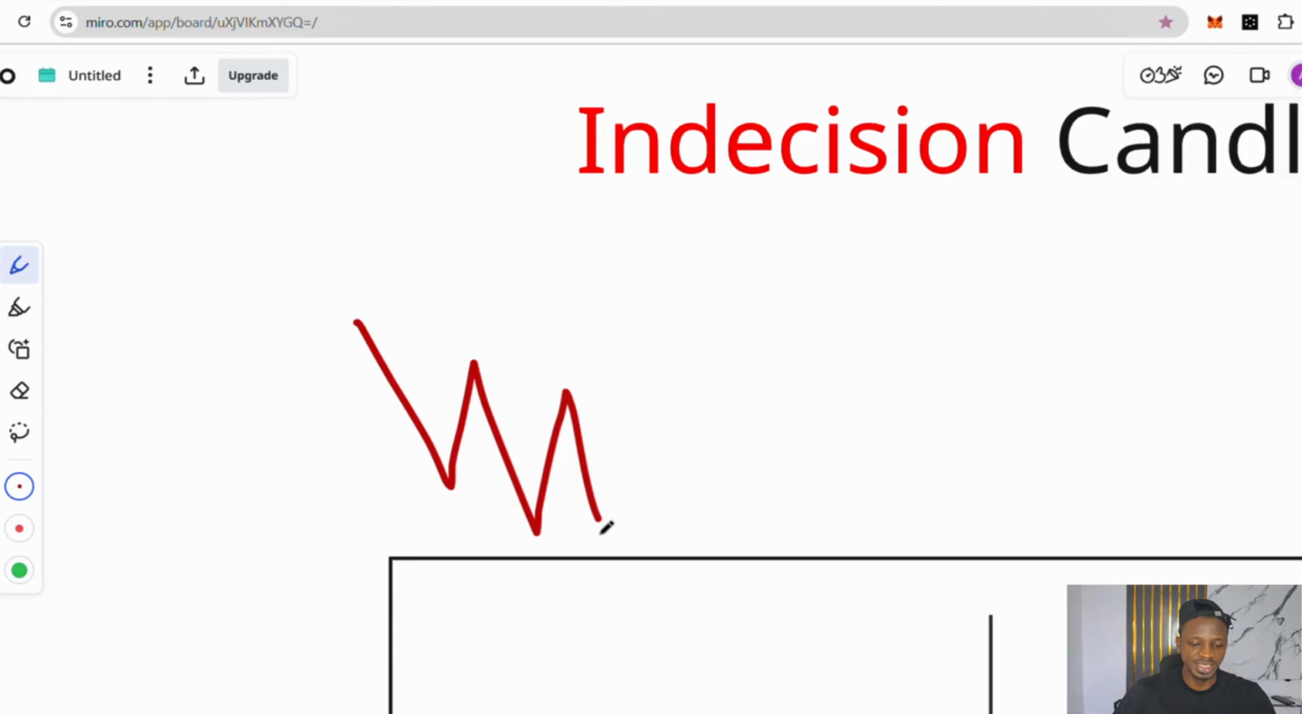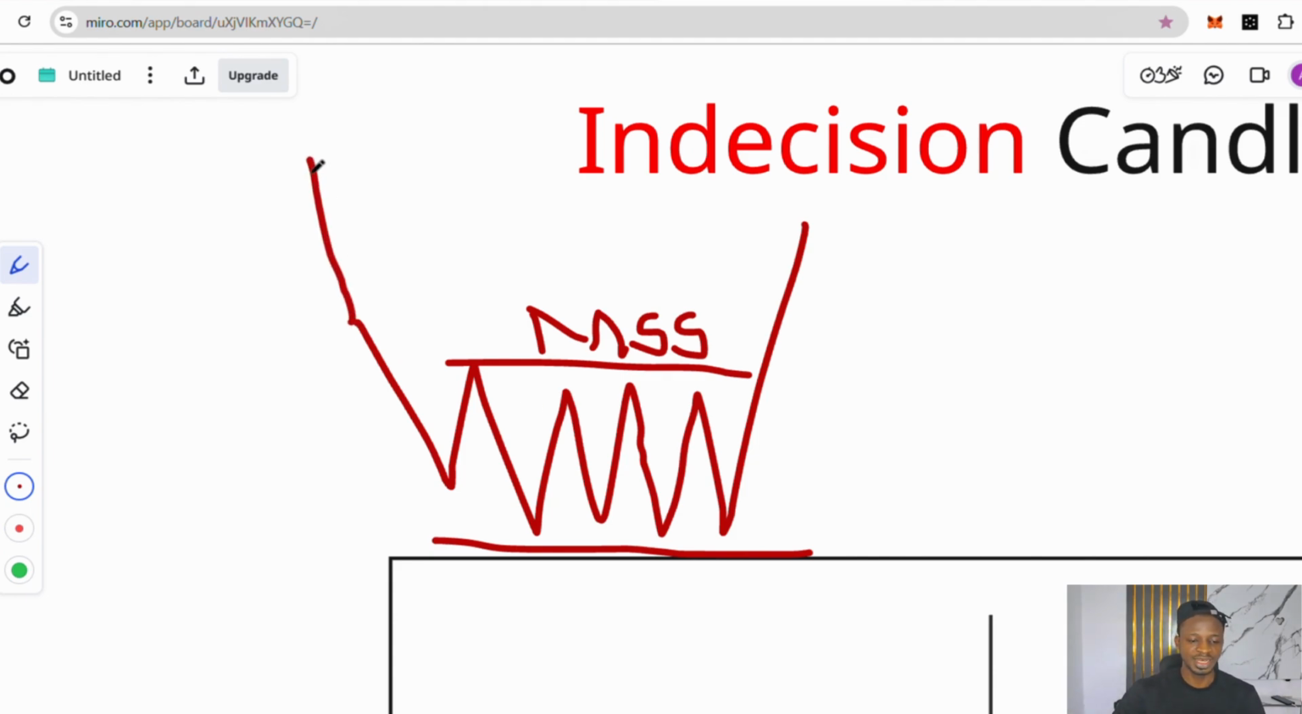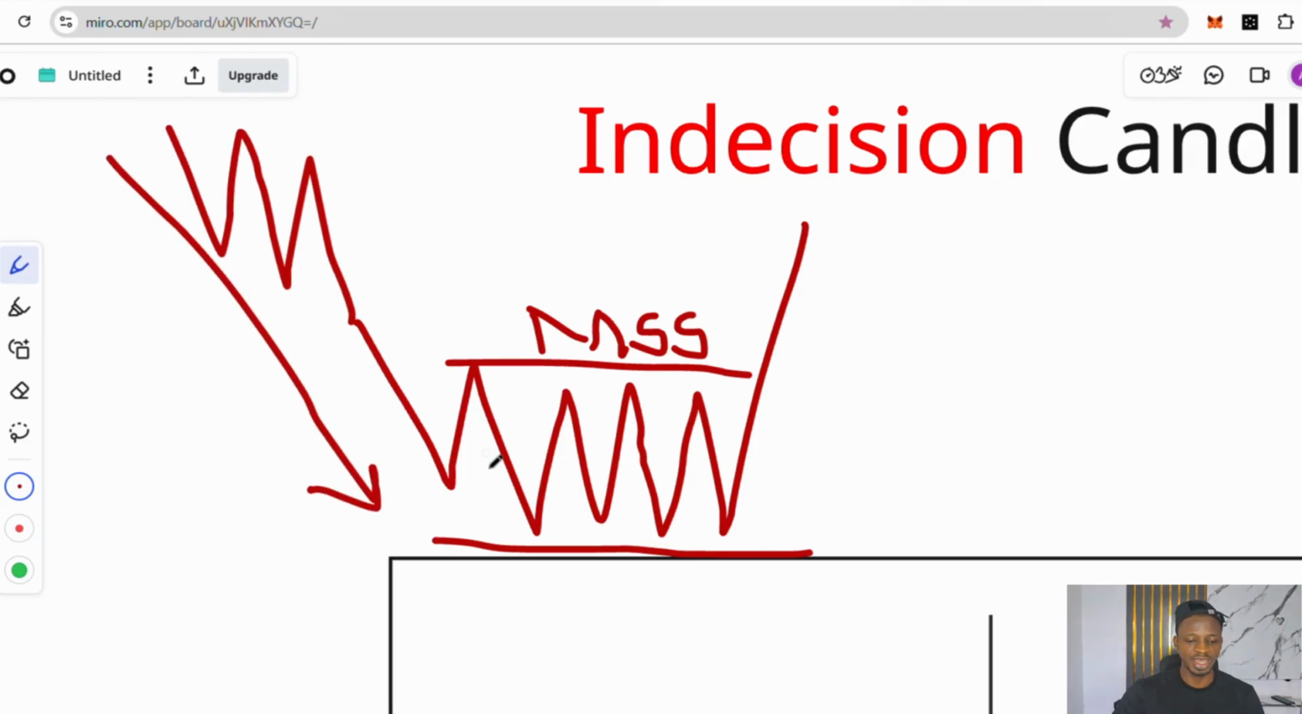So like this, maybe this is the range. You want to wait until there's a major break. You understand? A major break, which is called a market structure shift in trading. Some people call it a shift, some people call it change of character. It is all the same. Maybe the market has been in a downtrend, coming down, and all of a sudden you see this type of range forming with this indecision type of candle. So you want to wait until there's a massive break of structure before you think of buying from the retracement or pullback.